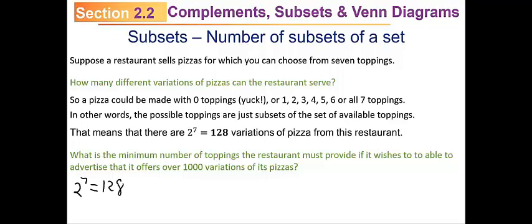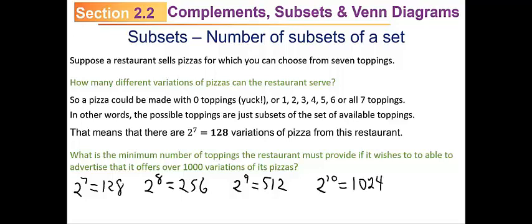So my suggestion is you just start off knowing that 7 is not enough and keep going up until you pass 1,000. So if you do 2 to the 8th, you'll find out that's 256. That's not enough. If you do 2 to the 9th, you'll find out that's 512. That's not enough. But when you get to 2 to the 10th, you finally pass 1,000 variations of pizza. The restaurant would have to have at least 10 toppings before it can legitimately advertise that it can provide over 1,000 variations of its pizzas.